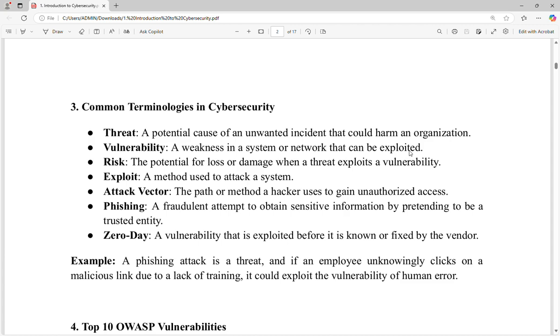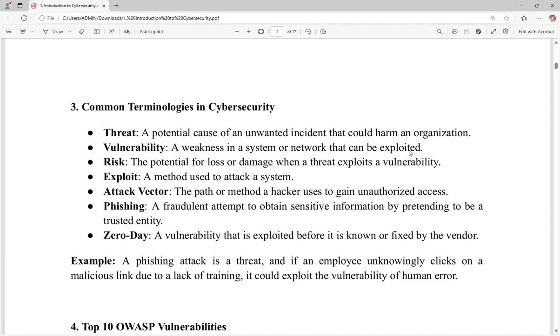Now let's talk about 0 day. Talking of 0 day, a vulnerability that is exploited before it is known or fixed by a vendor. 0 day is a vulnerability that exists but has no solution. There's no solution to it. This vulnerability exists, or it is the first time it is being exploited, and there's no security patch for it. Even though some vulnerability exists today, there's no security patch for it. Now we call them 0 day.